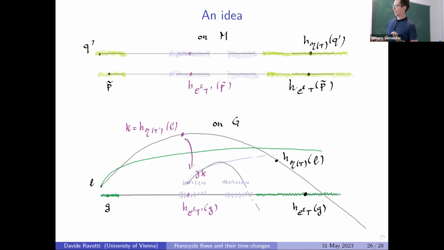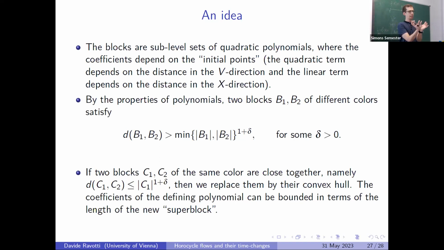So blocks of different colors are definitely far apart. They cannot be too close together. Blocks of the same color could be close together. But then I use again the properties of polynomials: if two sub-level sets of the same polynomial are close together, then I can take their convex hull and I can actually bound what's happening in the middle. So if I have a polynomial that is small in two intervals that are close together, then in the middle it could not have spiked too much. So if I replace two blocks of the same color that are close together with their convex hull, maybe in the middle they went a bit farther apart, but not too much. Again, it's going to be some sublinear divergence as well. They cannot diverge more than sublinearly if the gap I leave between the two sub-level sets is small. And this I'm using again the properties of polynomials.